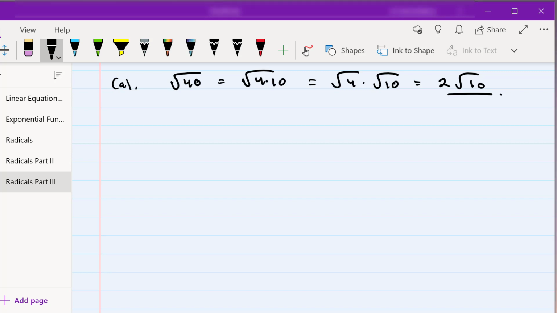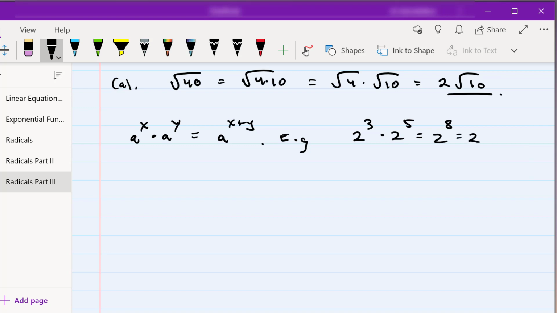Something to remember is that if we have a to the power of x multiplied by a to the power of y, we can rewrite this as a to the x plus y. So for example, if I had 2 cubed times 2 to the 5th, this is just 2 to the 8th, because we can have 2 to the 3 plus 5, which is just 2 to the 8th. This only works if the base is the same.